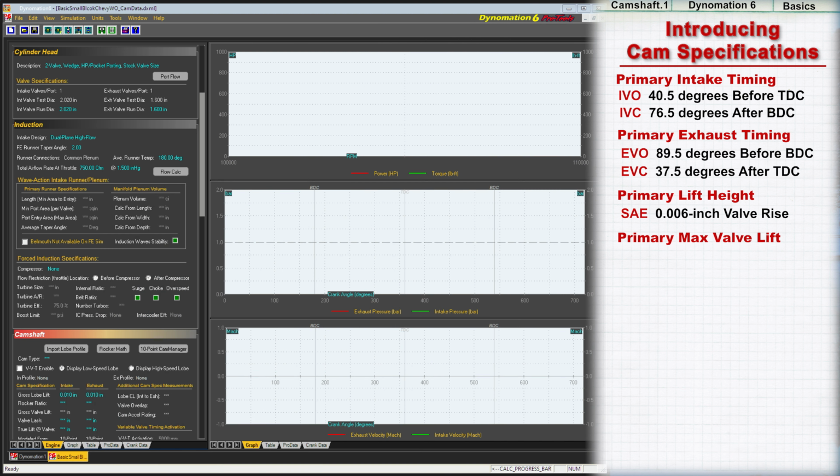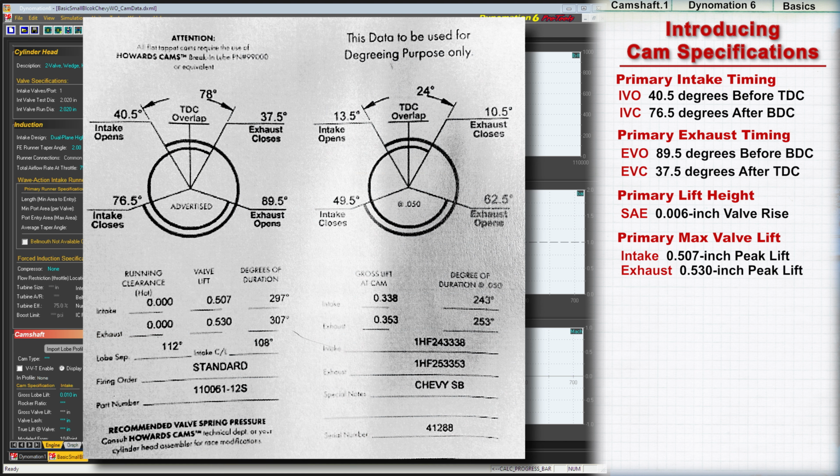The 4 timing points we have covered so far, plus the maximum lift of the intake and exhaust valves, complete the primary timing specifications for the camshaft. Now let's take a quick look at a cam card, also known as a cam tag, from Howard's Cams for a small block Chevy to identify these timing points.